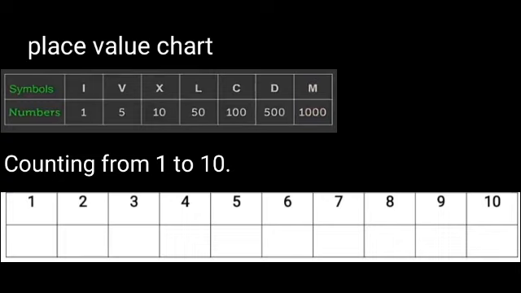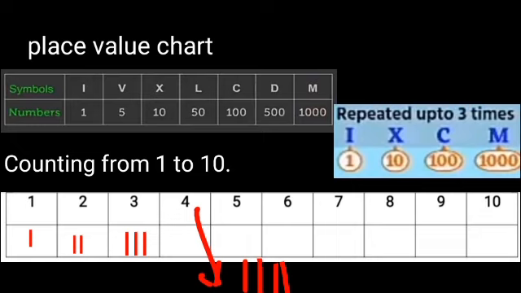Here we have counting from 1 to 10. For 1, we have a symbol in this Roman numeral chart which is I. So write here I. For writing 2, write I 2 times. For representing 3, write I 3 times. For representing 4, we can write I 4 times. But according to rule number 2, we cannot repeat a symbol more than 3 times.